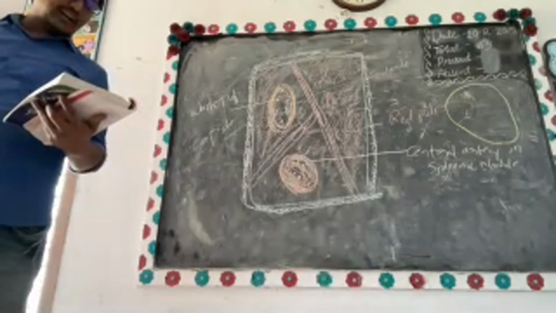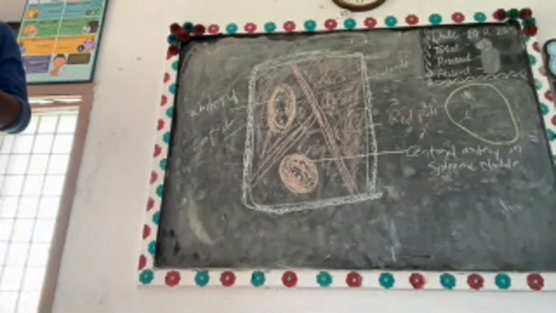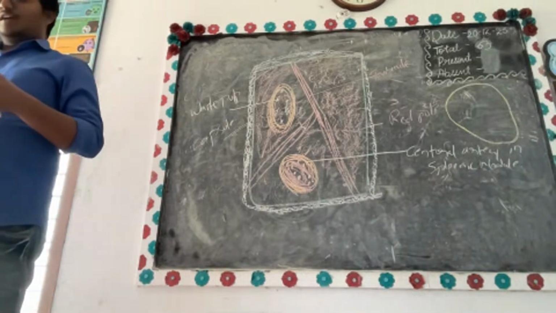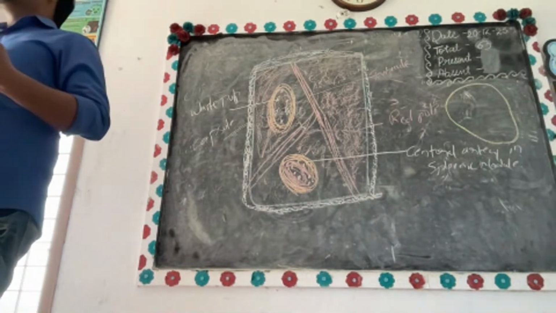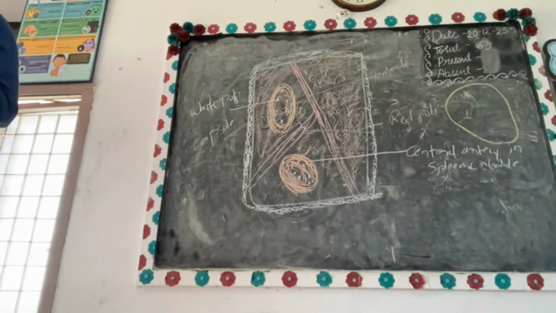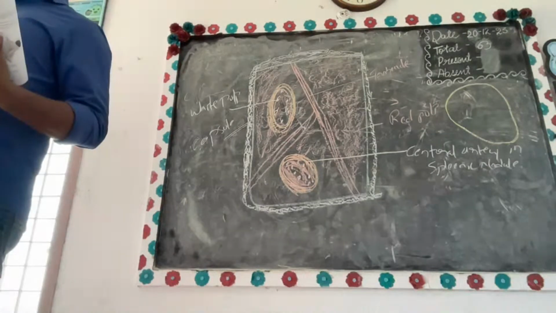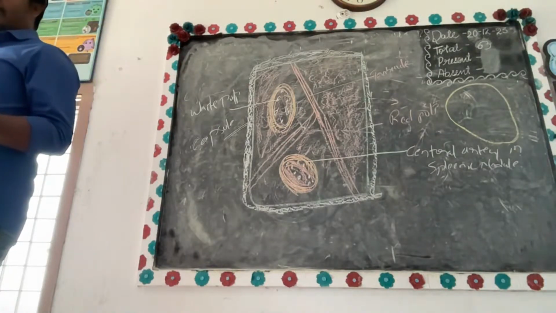Now, what are the surfaces? The diaphragmatic surface is convex and smooth. The visceral surface is concave and irregular.